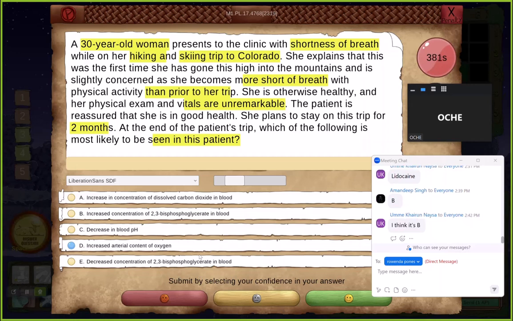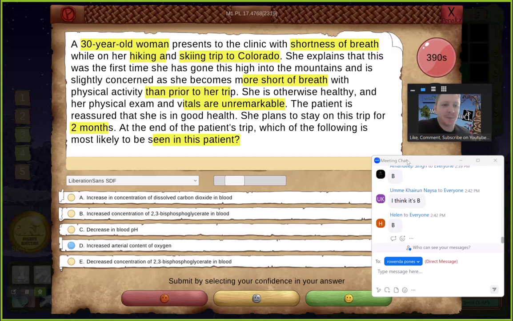Yeah, I'm thinking of D. Increase arterial content of oxygen. Okay. You're voting red too. So what confidence are you thinking?